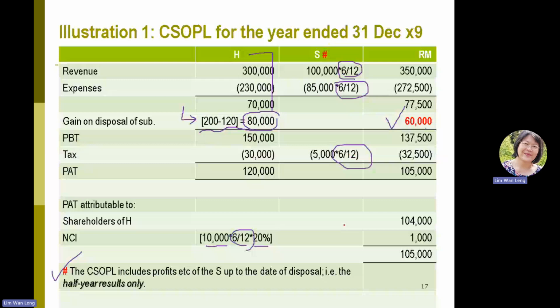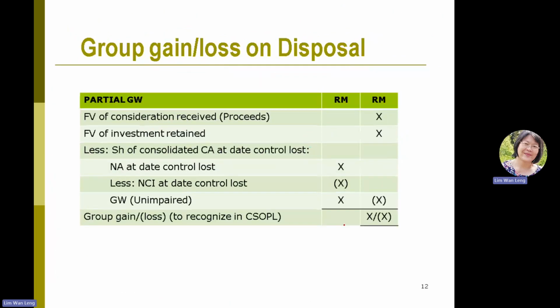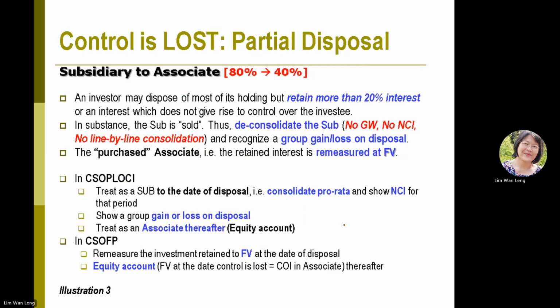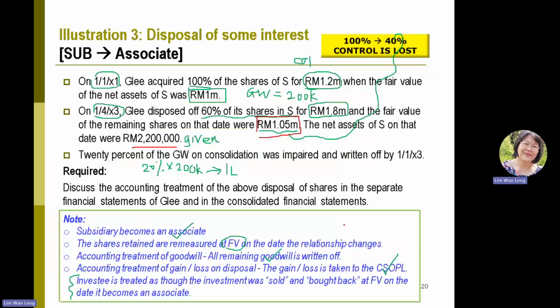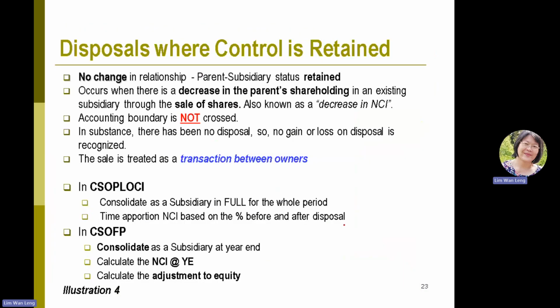Let's check now. That means we have finished all of 1, 2, 3 already, right? Three different scenarios. Now we can look at the scenario whereby after the disposal, control is still retained. Control is still retained, which means your status as a subsidiary did not change, although the percentage of your shareholding decreases, which means the percentage of the NCI holding increases, because they are both the owners.